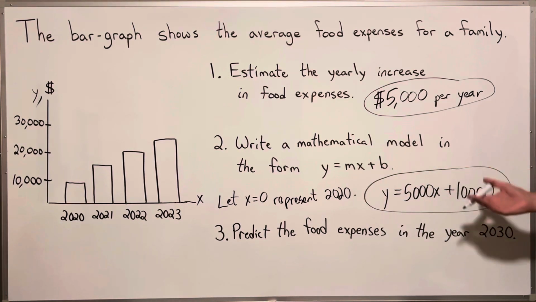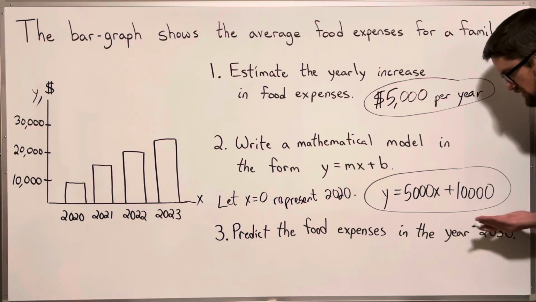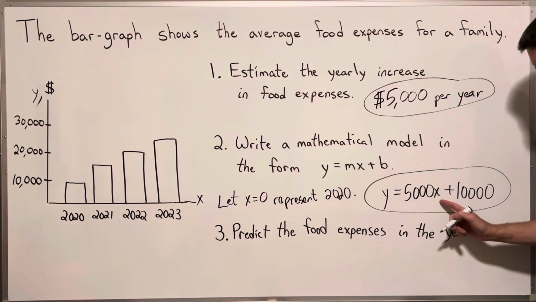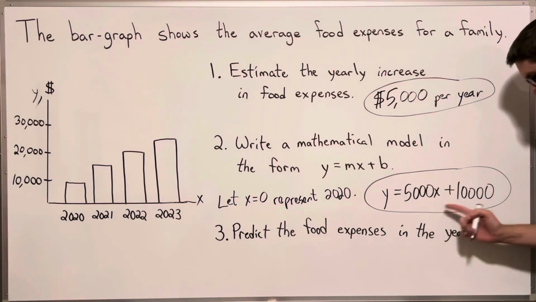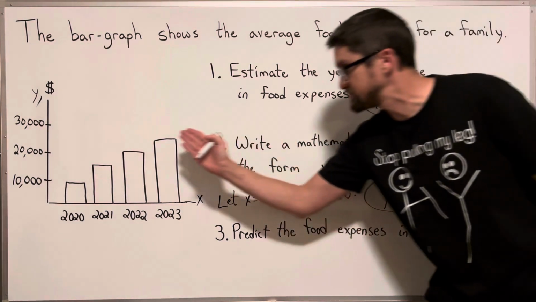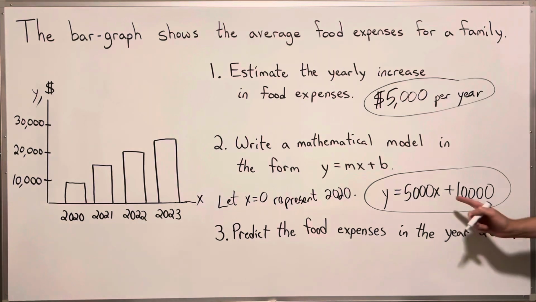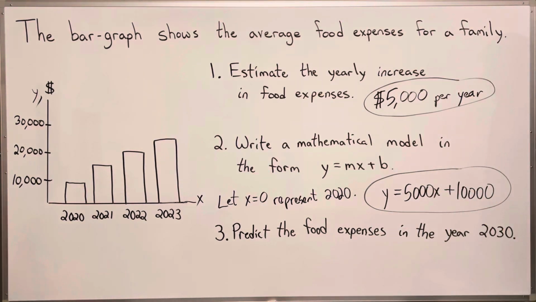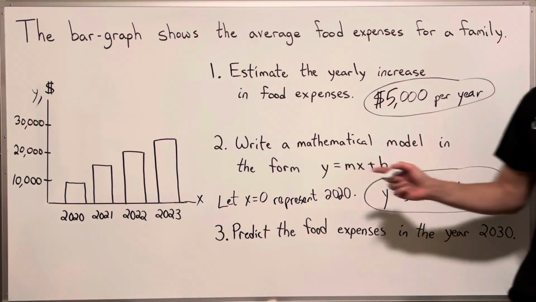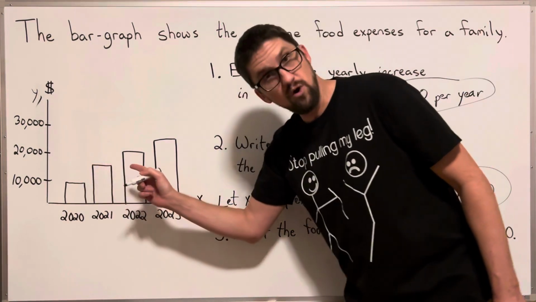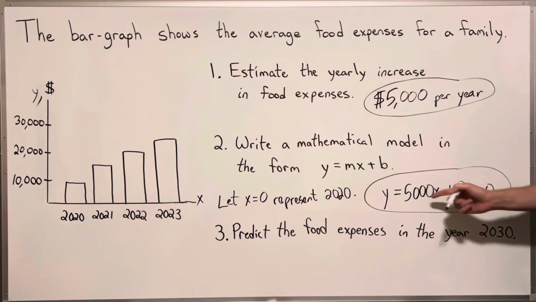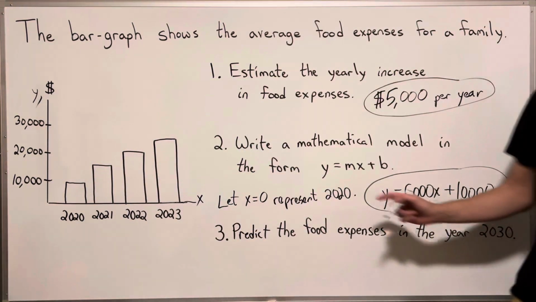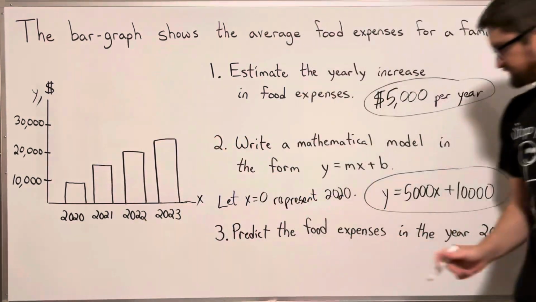So here's our mathematical model that represents the bar graph. And you can check it. When X is 0, 0 times 5,000 would go away. The expenses were 10,000. That corresponds to 2020. When X is 1, 1 times 5,000 is 5,000. 5,000 plus 10,000 is 15,000, which corresponds to the year 2021. And when X is 2, it's going to be 20,000. And when X is 3, it's going to be 25,000.